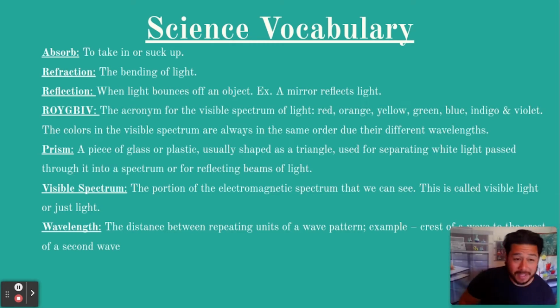A wavelength. The wavelength is the distance between repeating units of a wave pattern. For example, the crest of a wave to the crest of the second wave. So, the wavelength. Right?